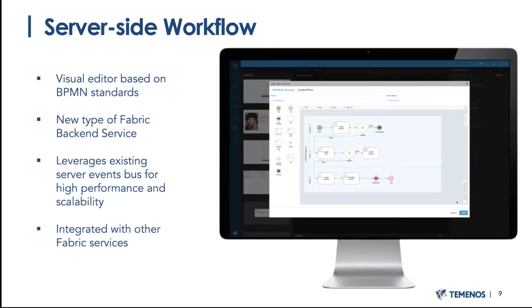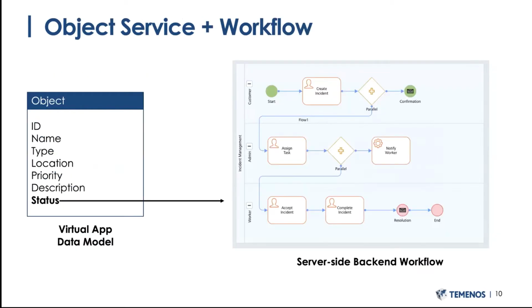And then the third piece is the server-side workflow. So this is a new service inside of Fabric. If you're familiar with the Fabric console, you have different tabs for each of your services. There's a new tab for workflow where you can go in and build the workflows and decide what happens with data once you submit it into the backend system. And this is all going to execute on that server side. So these are more long-running workflow processes where you can invoke services, you can pause on user tasks and wait for human interaction, you can send emails, make decisions, and control the flow.